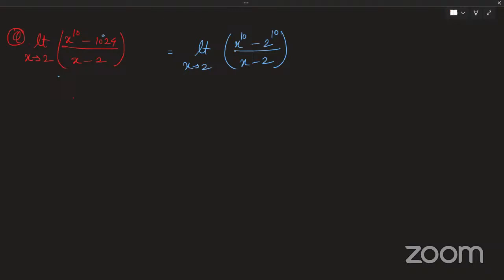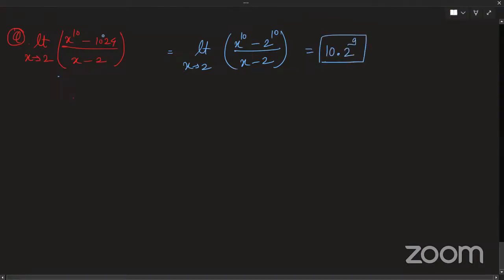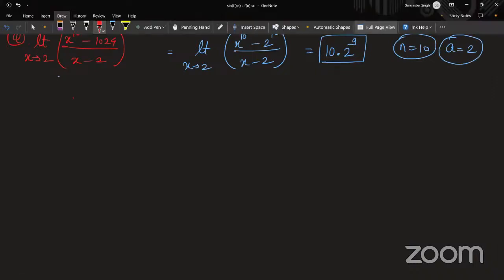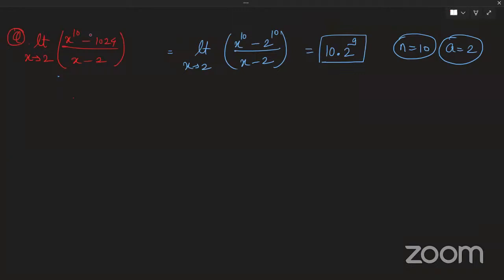So tell me, what will it be equal to? n into 2 raised to 9. What is the value of n? 10. So 10 into 2 raised to 9. Absolutely correct. Your value of n is 10 over here, and your value of a is 2. This one was really simple. I hope all of you have got this. Any doubts?